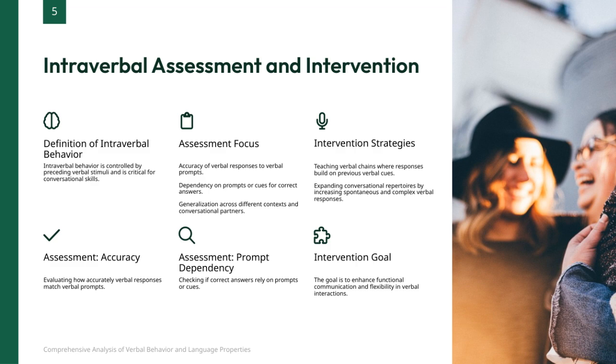For intervention, we use strategies that build verbal chains, meaning each response connects logically to the previous verbal cue, helping to create more natural conversation flow. We work on expanding the range of spontaneous and more complex verbal responses, encouraging flexibility in communication. Specifically, accuracy is critically assessed to ensure responses truly match the verbal prompt given. At the same time, we evaluate prompt dependency, seeing if the individual relies too much on cues to respond correctly. Ultimately, our intervention goal is to enhance functional communication, enabling individuals to interact flexibly and effectively in everyday conversations.